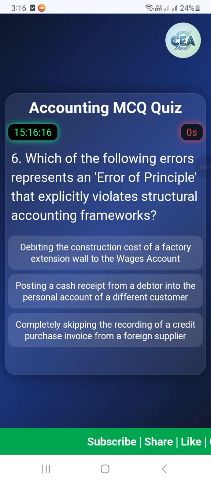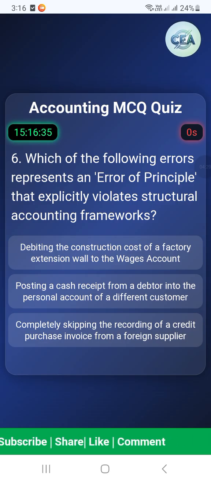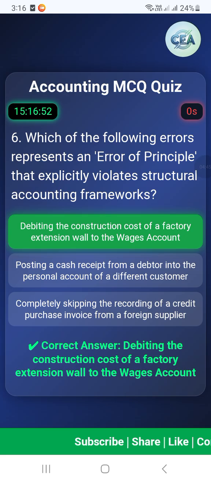6. Which of the following errors represents an error of principle that explicitly violates structural accounting frameworks? Option 1. Debiting the construction cost of a factory extension wall to the wages account. Option 2. Posting a cash receipt from a debtor into the personal account of a different customer. Option 3. Completely skipping the recording of a credit purchase invoice from a foreign supplier. Correct answer is debiting the construction cost of a factory extension wall to the wages account.